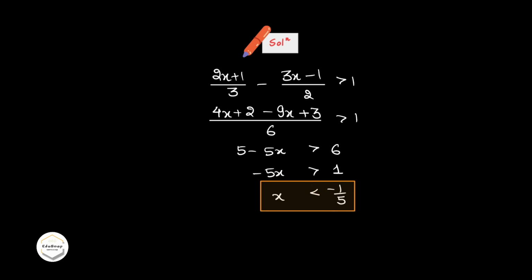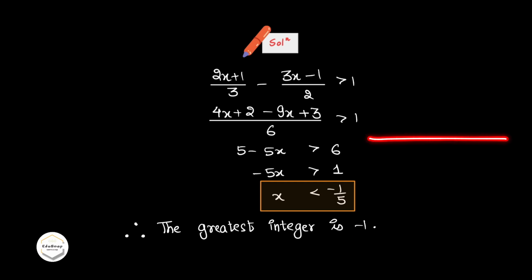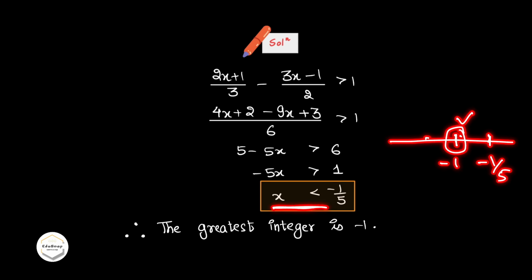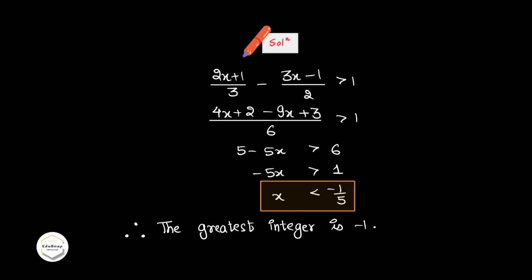Now in this problem it asks you the greatest integer, which is going to be minus 1 in this case. Why? If you observe, this minus 1 by 5 will be here, and the minus 1 will be here, and this is minus 1 by 5. So this is the greatest integer which lies here, because minus 2, minus 3 will be smaller than the minus 1. So the correct one is going to be minus 1 here.